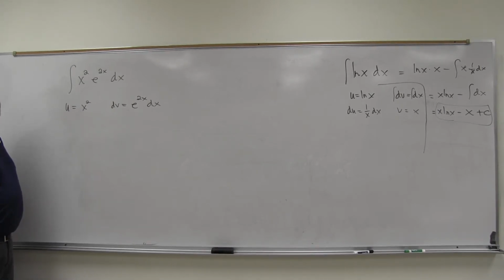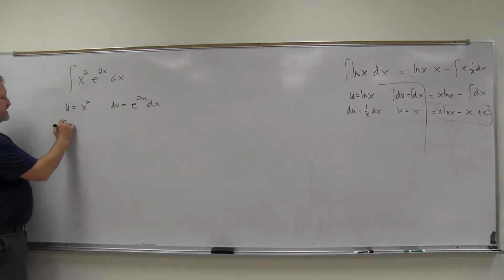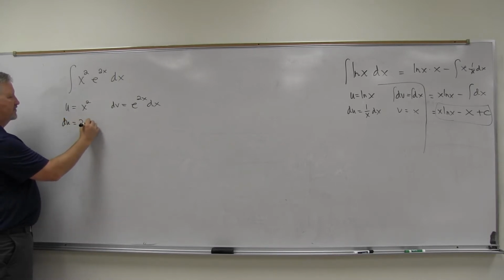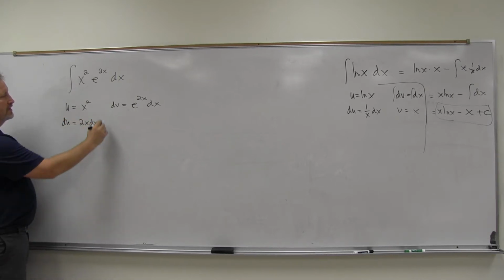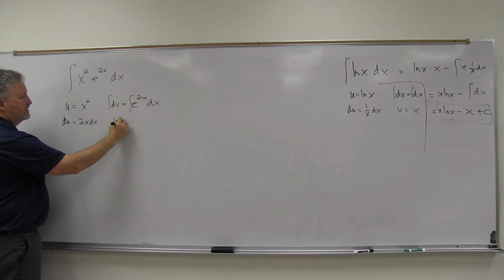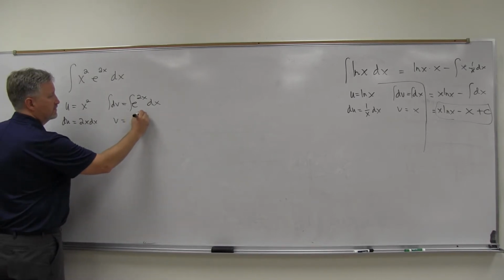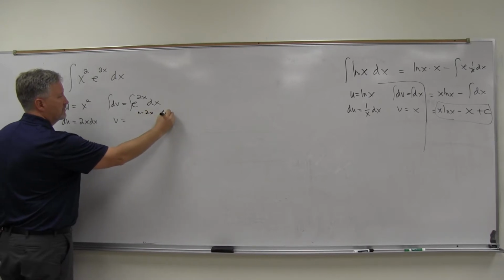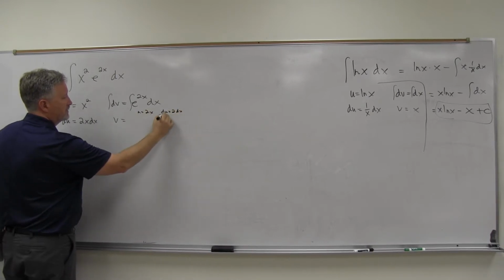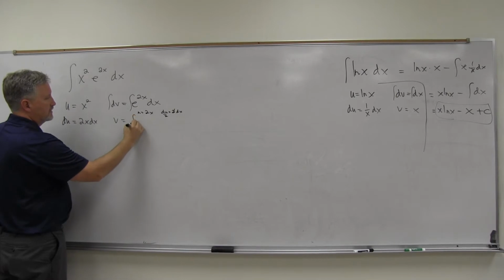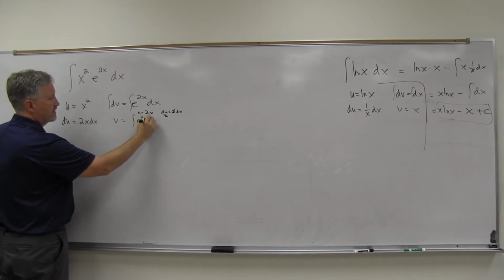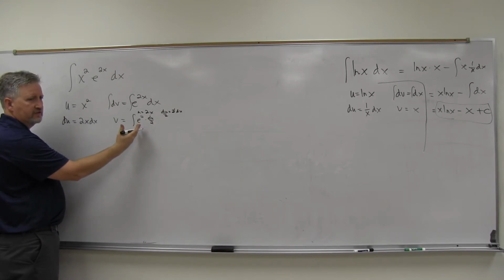But yeah, I believe you're right. Well, du then would be 2x dx, and then integrate these, so you have v equals e to the 2x. That's not a simple antiderivative, but it's just a u substitution, isn't it? U equals 2x, du equals 2 dx, so du over 2. So that'd be the integral of e to the u times du over 2. Yeah, it's just going to be 1/2 e to the u.